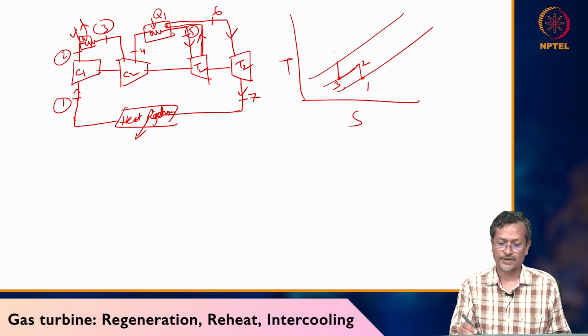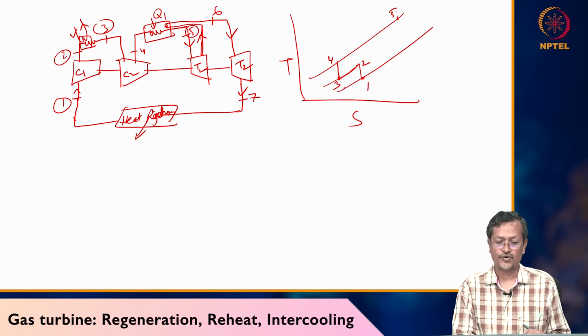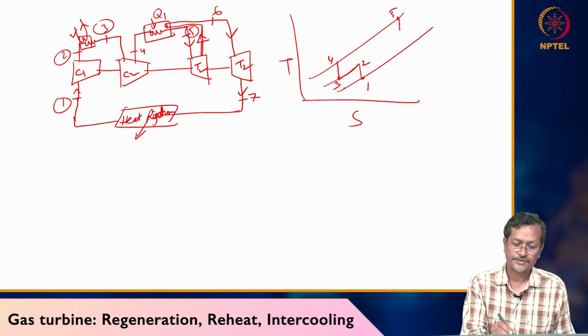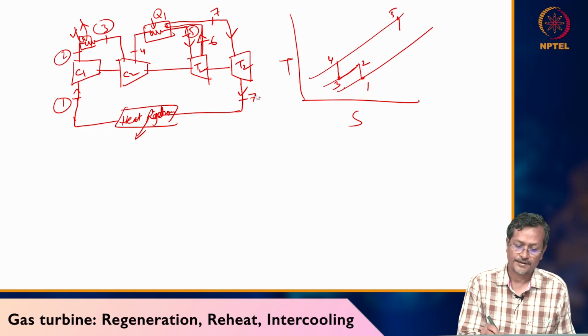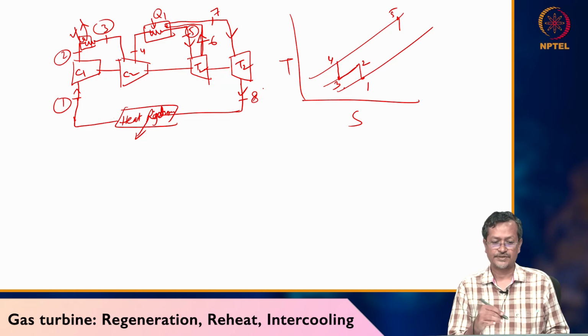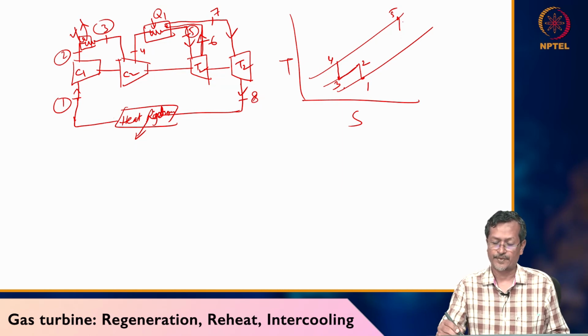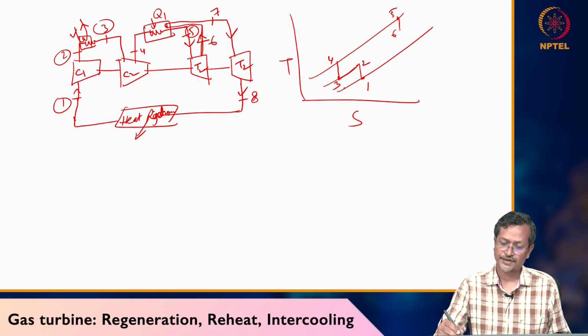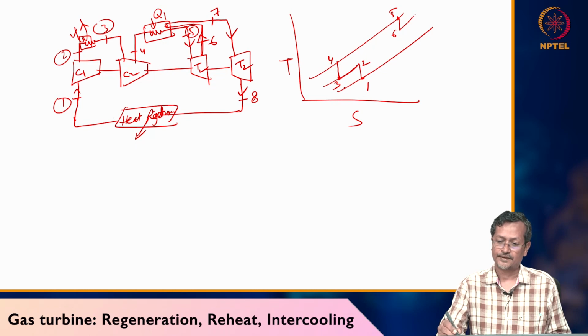3 to 4 compression happening, 4 to 5 heat addition happening. 5 to 6, the turbine took a certain amount of power, so 5 to 6 will be here, not here. Okay, 5 to 6, the turbine will be giving some power. Then 6 to 7, again the temperature is increasing but at constant pressure. Then again expansion is happening, 7 to 8.